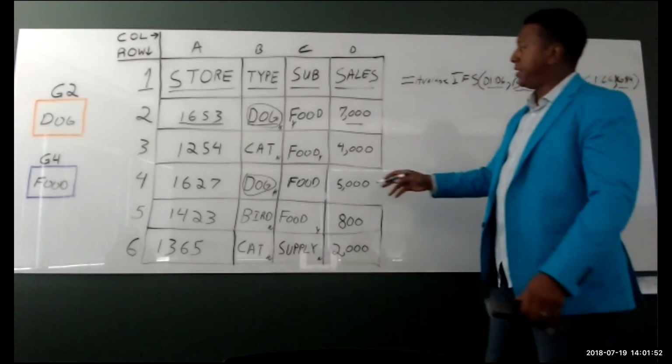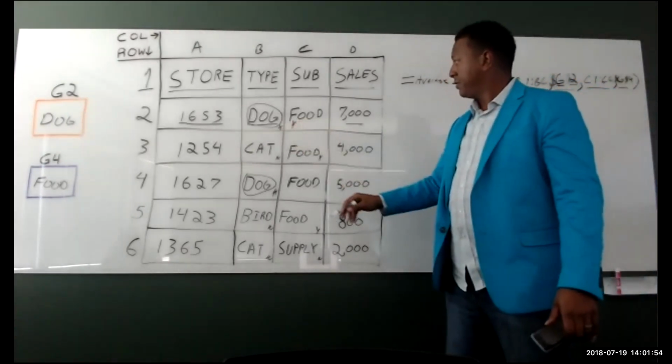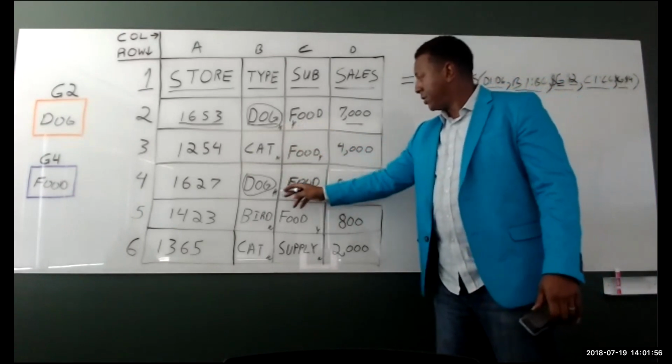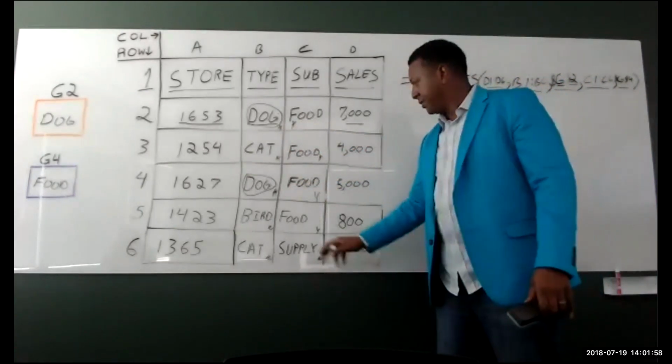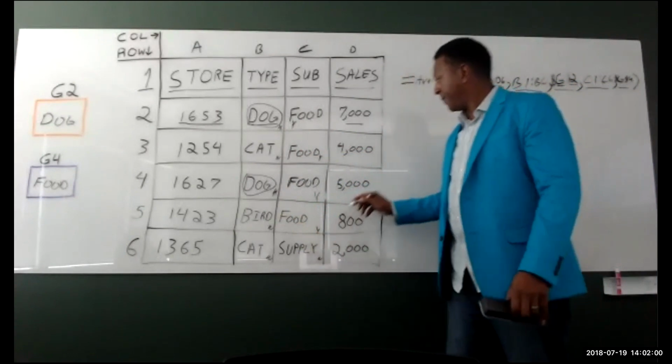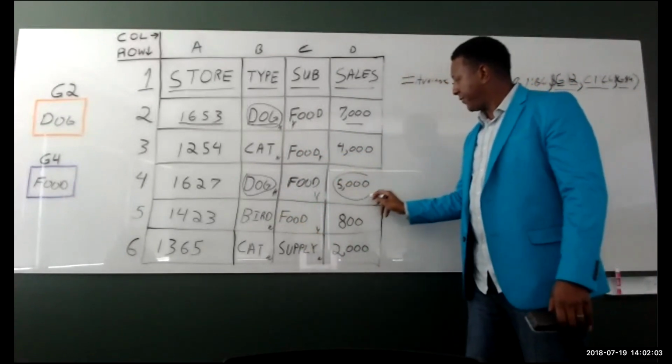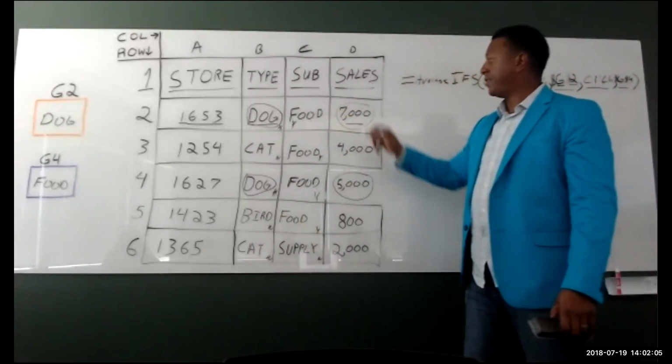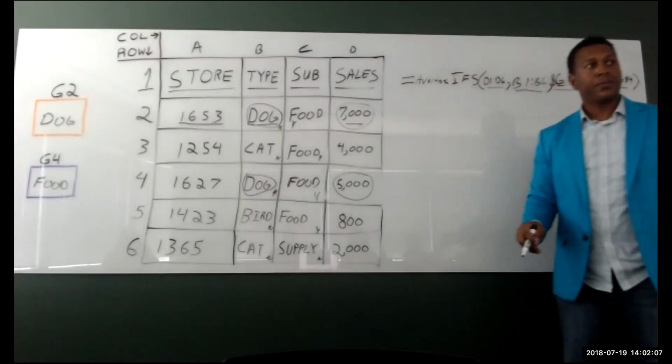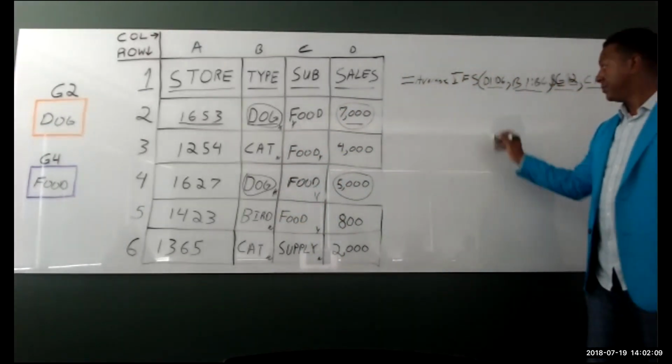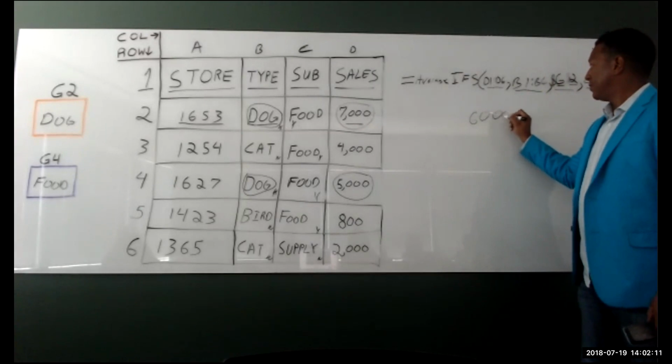So Excel goes again. It says, okay, here's yes, yes. Cat food, no. Dog food, now I got another yes here. Bird food, no, no, no. So now it's going to take the 5,000 and the 7,000 and average it, which would give you 6,000.